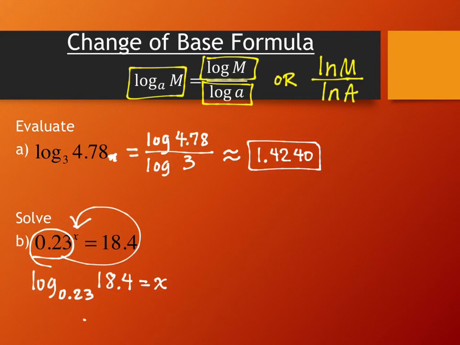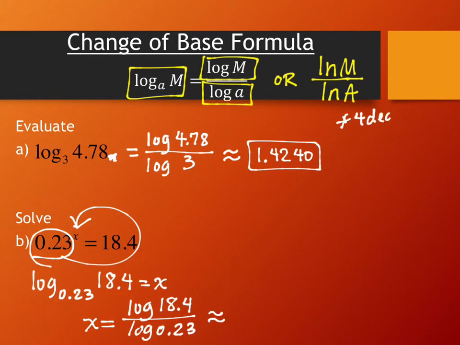So you can take this and you can rewrite it. In particular, you rewrite it as log of the value 18.4 divided by the log of your base, 0.23. And it will give you a decimal approximation, which we'll use to 4 decimal places. You might put a note to yourself somewhere on here that we're going to use 4 decimals. Okay, so what do you get for this log division?